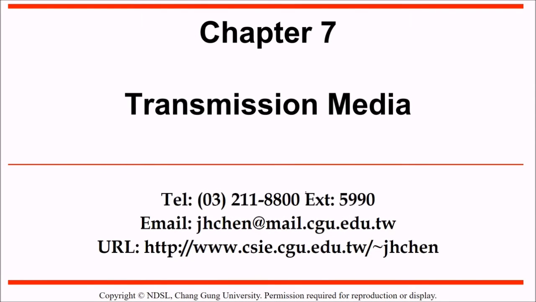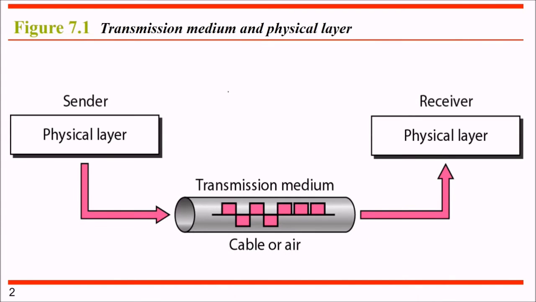So in data communication and networking, today we are going to talk about transmission media. So what is a transmission media and how do we see it? The transmission medium and the physical layer is seen like this. There are two types of transmission medium: one is guided, one is unguided. Guided can be cable, unguided can be through air.